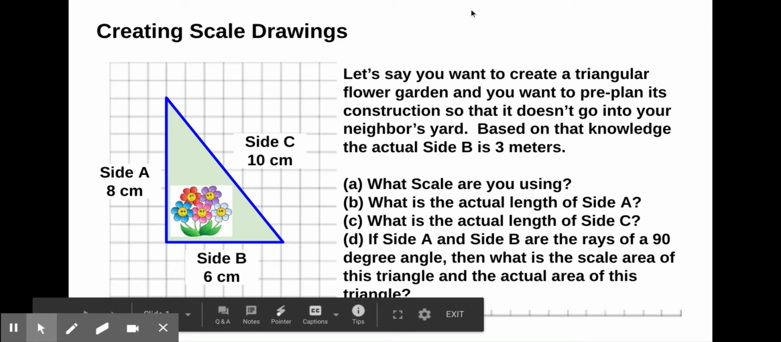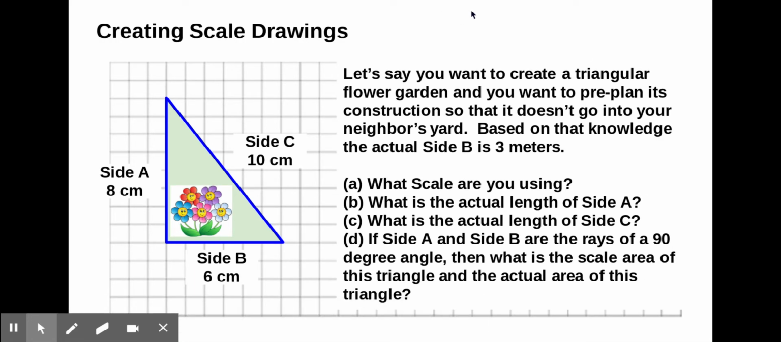All right, creating scale drawings. Let's say you want to create a triangular flower garden and you want to pre-plan its construction so that it doesn't go into your neighbor's yard. Based on that knowledge, the actual side B is 3 meters, because if it's any longer than 3 meters, it's going to be in the neighbor's yard. So we got our triangular garden here.